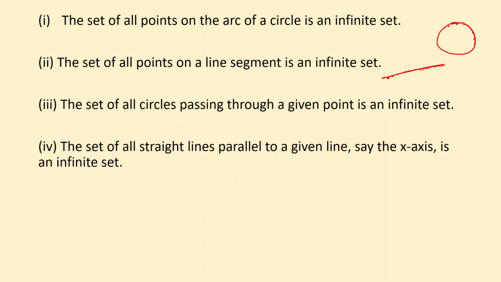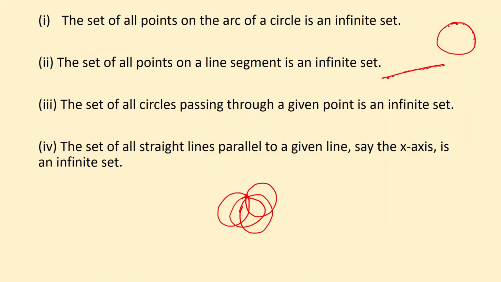The set of all circles passing through a given point is an infinite set. So you take a point. Now tell me how many circles you can draw that pass through this point. This is one circle. There could be one more circle. There could be one more circle. There could be one more circle, and you can just keep on drawing circles one after the other, and you will never stop. So this is also an infinite set. You can have as many circles as you want passing through a given point.